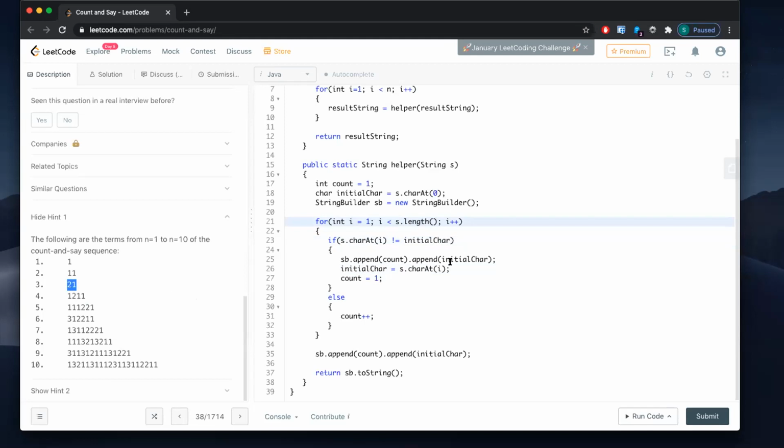Remember where we were right here, where the string builder is 1 2. It exits the loop, and the string builder appends the count, which is 1, and appends the initial char, which is also 1, and that gives us a string. So basically, to produce my result for number 4, I'm counting and saying number 3, right?